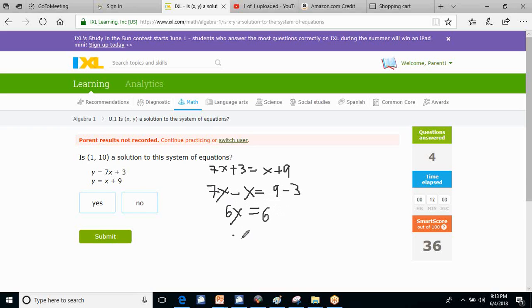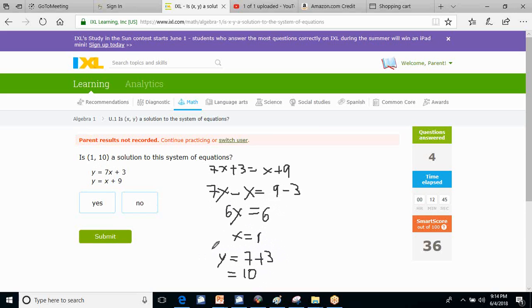So x is equal to 1. Divide both sides by 6. x is equal to 1, right? So what is y equal to? Just use the top equation. y is equal to 7x. So 7 times 1 is 7, plus 3. That is equal to 10, right?